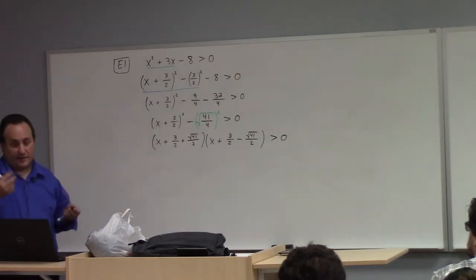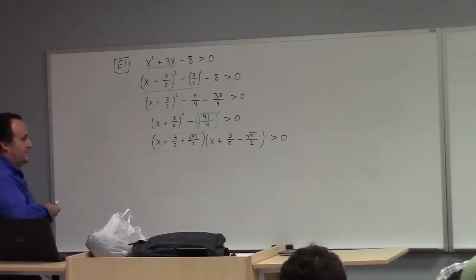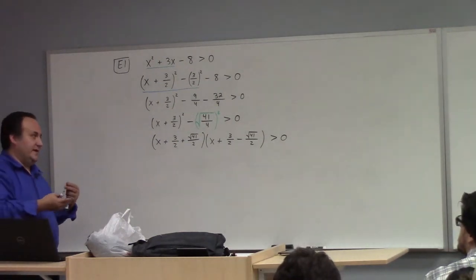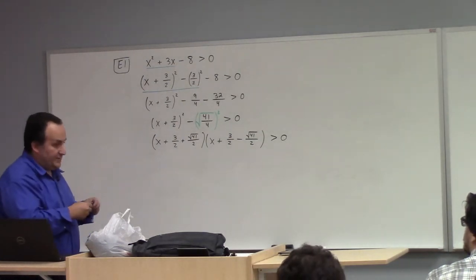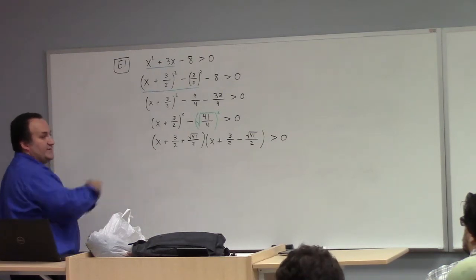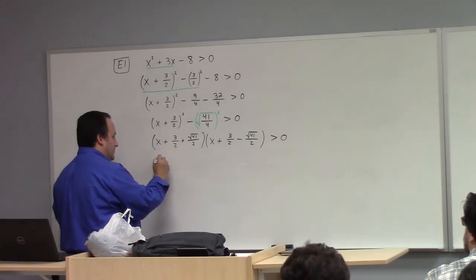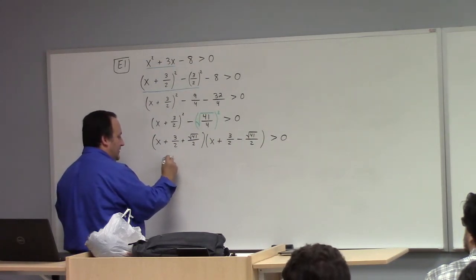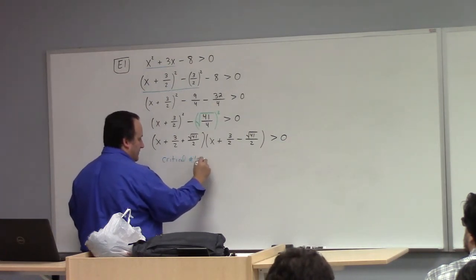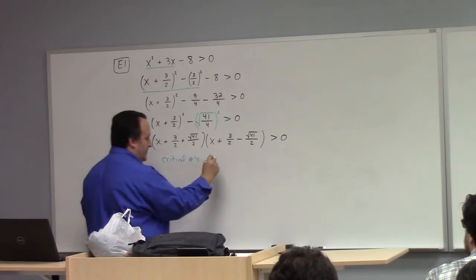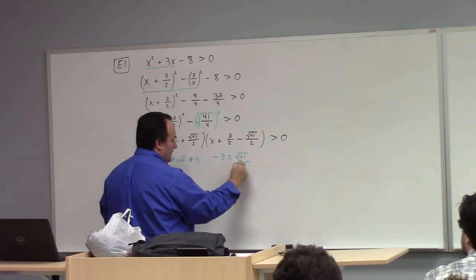Now, we didn't have to work that hard in the examples we did last time, because they just factored nicely. But this one, I have to work a little bit to factor it. Now once I do that, I can see what the critical numbers are. What are the critical numbers for this expression? Remember, critical numbers were numbers that either made it undefined or 0. Here, the critical numbers are minus 3 plus or minus the square root of 41, all divided by 2.